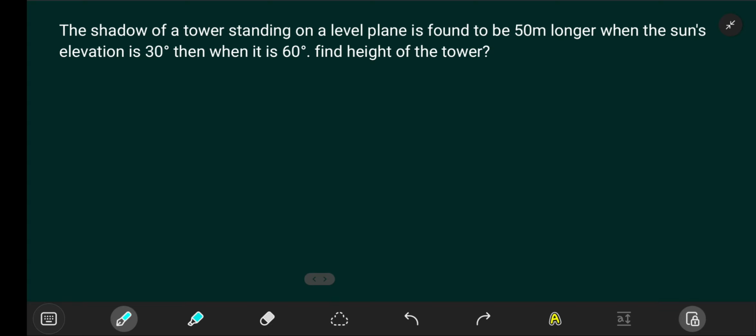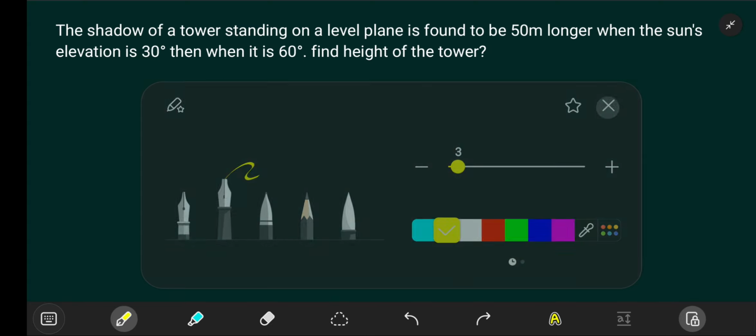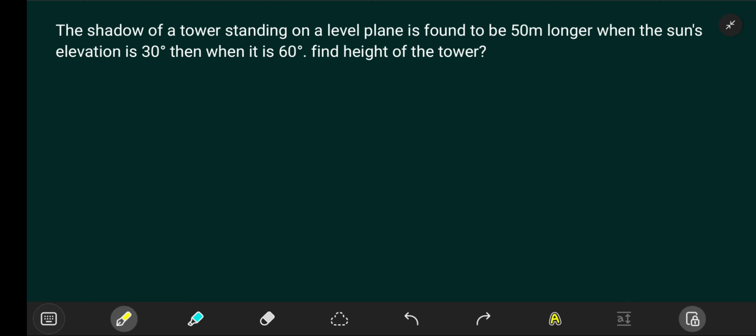Next question. The question is like this. The shadow of the tower standing on a level plane is found to be 50 meters longer when the sun's elevation is 30 degrees than when it is 60 degrees. Find the height of the tower.